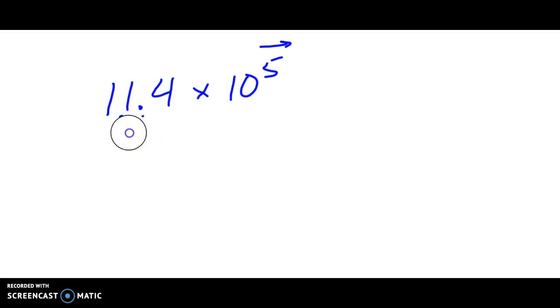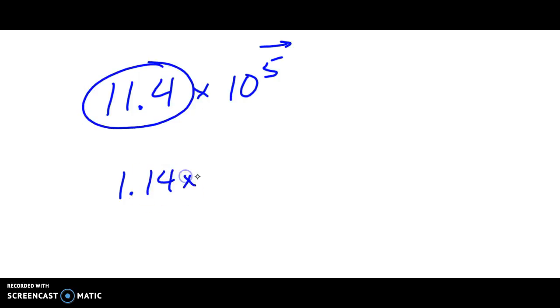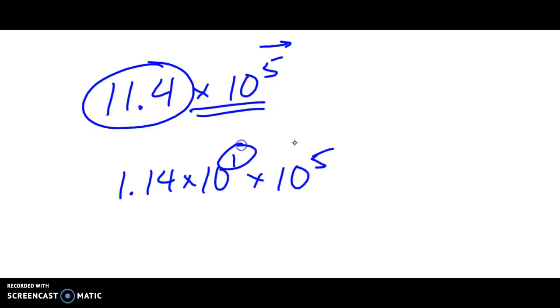And like I said, the other option would be to do it the more mathematical way, which is to just turn this number into scientific notation. That would be 1.14 times 10 to the 1st power, times 10 to the 5th, and now we can add these together and get the same thing that we just got, times 10 to the 6th.